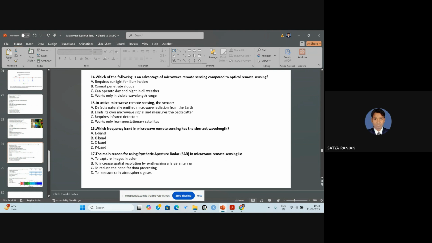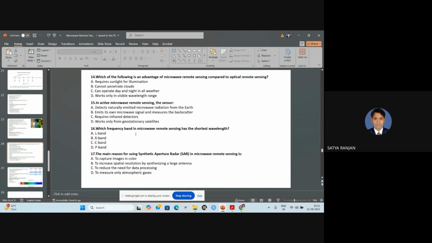Then in active remote sensing, the sensors detect naturally emitted microwave radiation from Earth, or emit their own microwave signal and measure the backscatter. So B is the correct answer. It emits its own microwave signal and measures the backscatter.